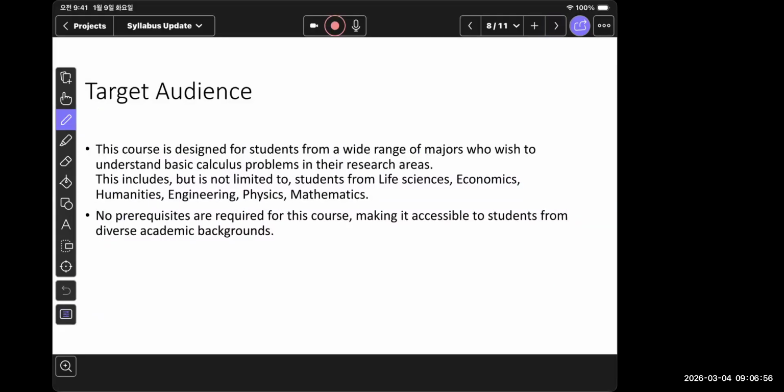As for the target audience, this course is designed for students from various departments, from math, physics, engineering, or even economics, linguistics, humanities, all various departments. I don't think any prerequisite is required for this class. As long as you understand high school algebra and high school trigonometry, that will be sufficient.